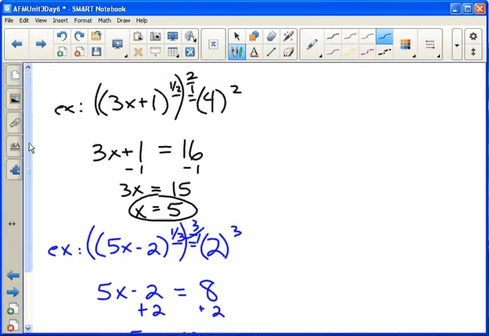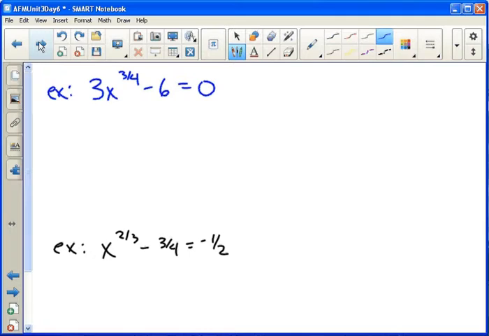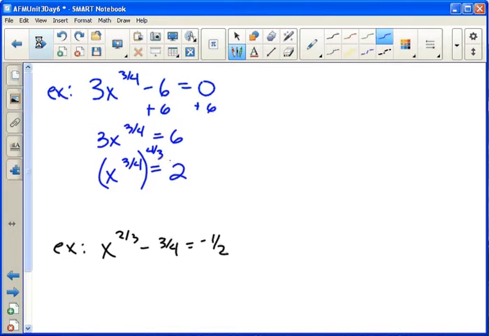So here's an example we haven't seen before in class. X to the 3/4. Okay? So first we need to get that x by itself. So let's start with that. Add 6 to both sides. Divide both sides by 3, and you get this. So to get rid of that 3/4 exponent, we have to raise both sides to the 4/3. So again, you do the reciprocal. We took 3/4 and flipped it. It became 4/3. So we do that to both sides. These exponents cancel out, just leaving us with x.